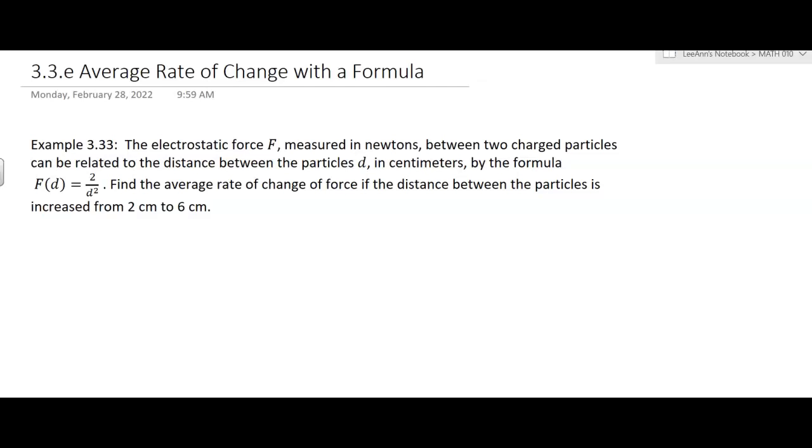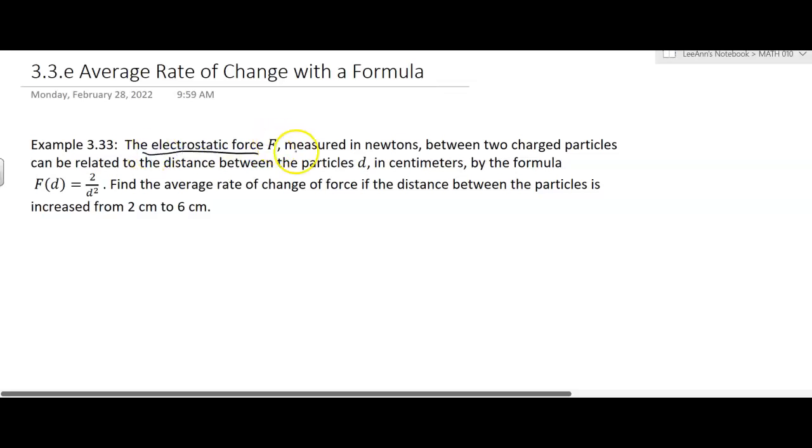Okay, so this problem is going to be similar to the last one we did. It's called average rate of change with a formula, as opposed to an equation. Just by that, meaning that this has some meaning to the formula, like it stands for something. So here we go.